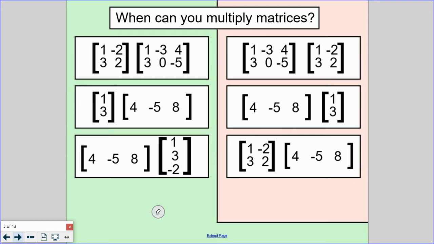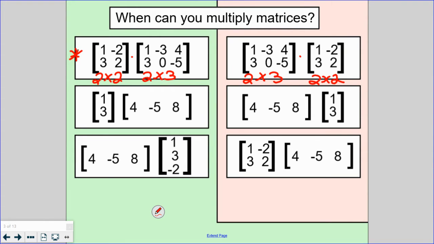So here on our top left, if we look at the dimensions of these two matrices, this one we know is a 2 by 2, 2 rows and 2 columns, and here is a 2 by 3, 2 rows and 3 columns. Can we multiply these? When they're next to each other, that means multiply. We don't necessarily need the dots. Here on the right, we have a 2 by 3. Can we multiply that by this 2 by 2?